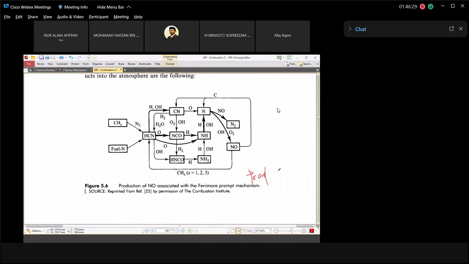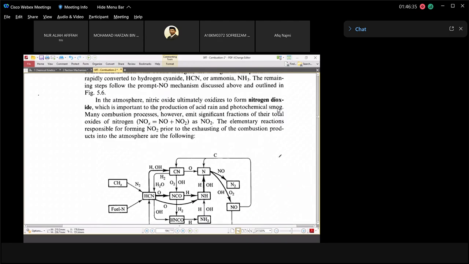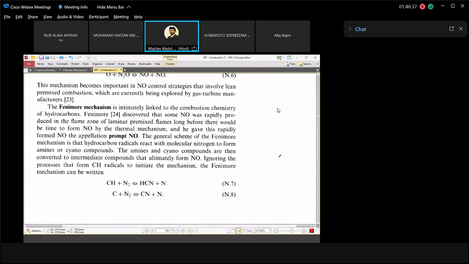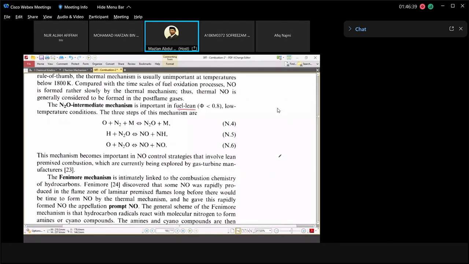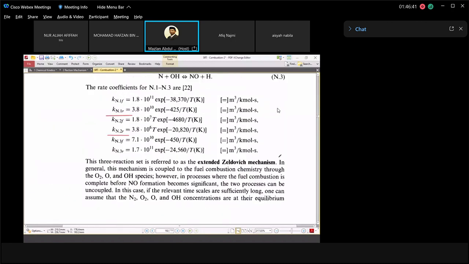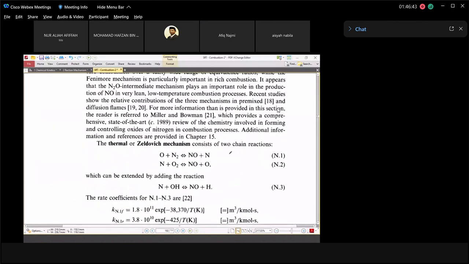Okay, prompt NOx. Yeah, we call it prompt NOx. Okay, Zeldovich is thermal NOx. This is thermal NOx. Yeah, this one, thermal NOx. Zeldovich is thermal NOx.